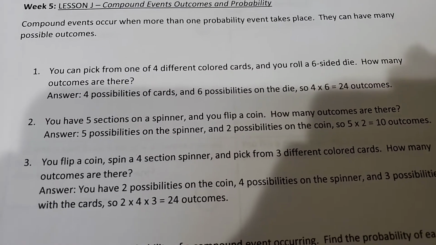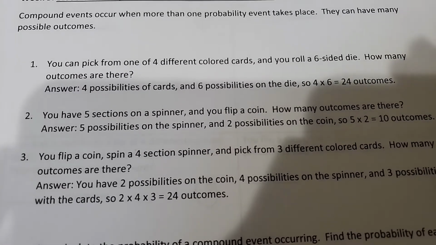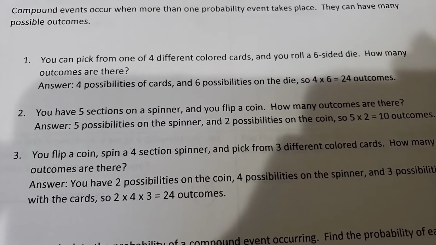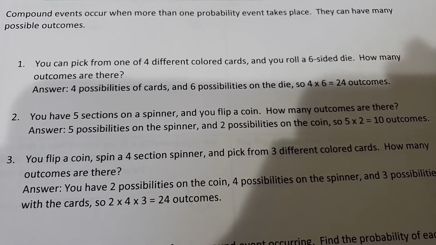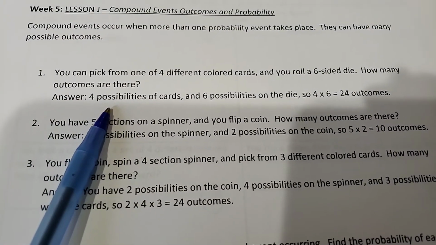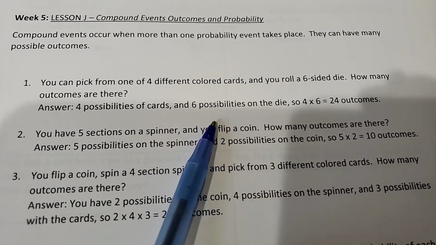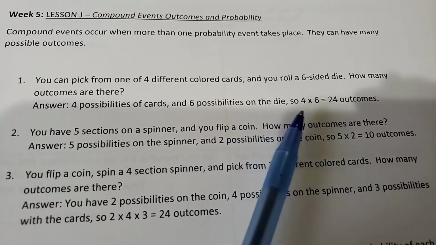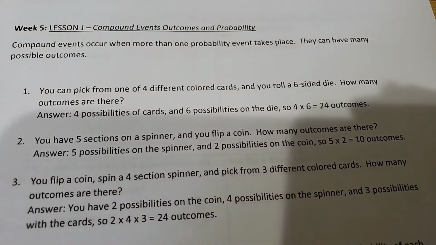So on number 1, you can pick from one of 4 different colored cards and you roll a 6-sided die. How many outcomes are there? Well, there's 4 possibilities on the cards and 6 possibilities on the die, so 4 times 6 gives you 24 possible outcomes.